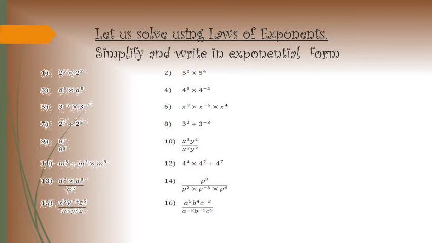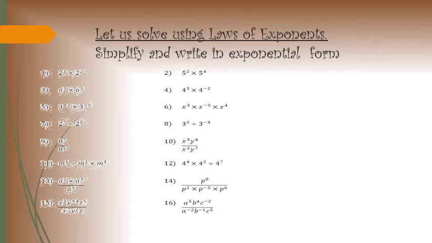Eighth question, 3 raised to 2 divided by 3 raised to minus 3. That is also the application of the second law. So 3 raised to 2 minus minus 3 comes. So that's equal to 3 raised to 2 plus 3, which is equal to 3 raised to 5.